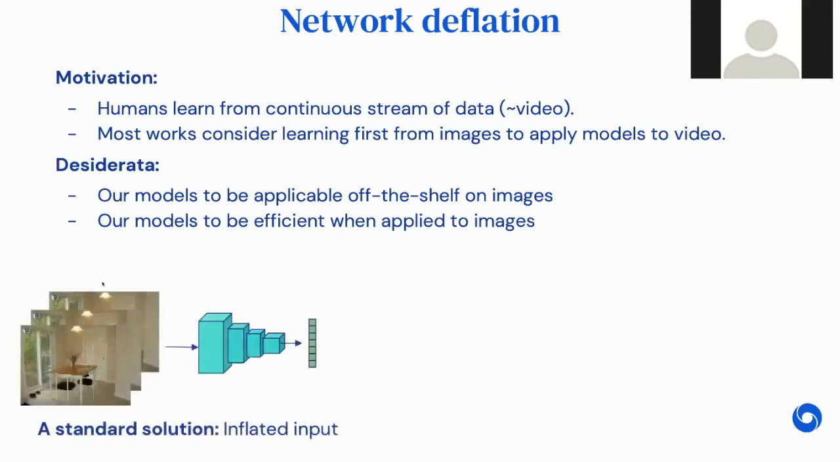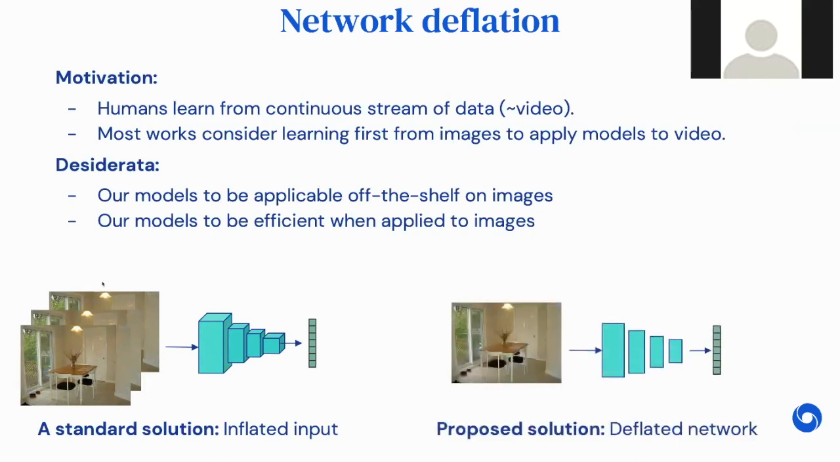Basically, a standard approach for that is to do what is called inflated input, where you take an image and you repeat it, for example, 32 times to emulate a kind of video where nothing is moving. But instead, what we propose is a deflated network, where instead of repeating the input, we compress the video network into a 2D network, so from a 3D network to a 2D network. And now we can input a single frame. So basically, we are much more efficient by doing so.